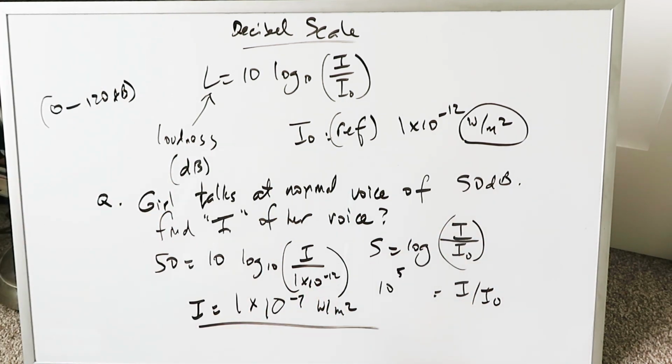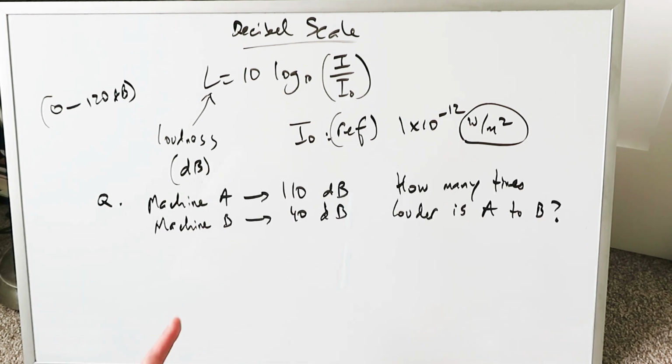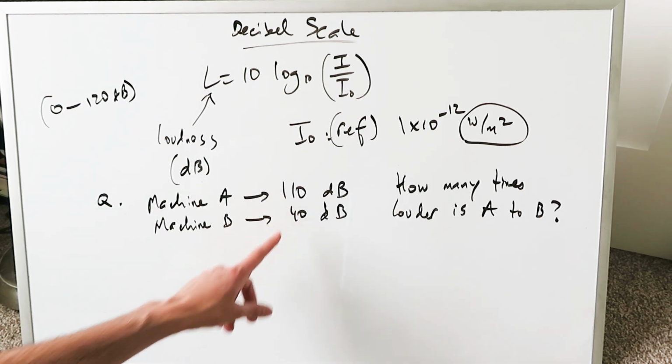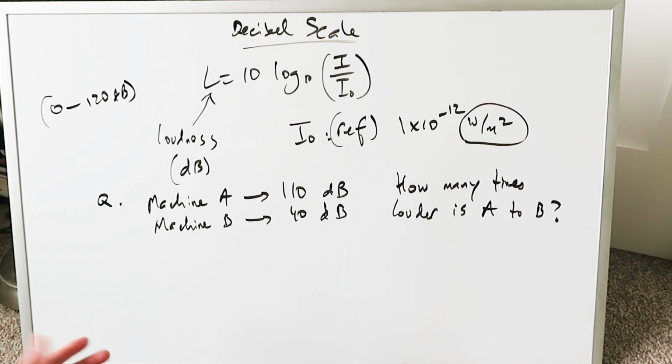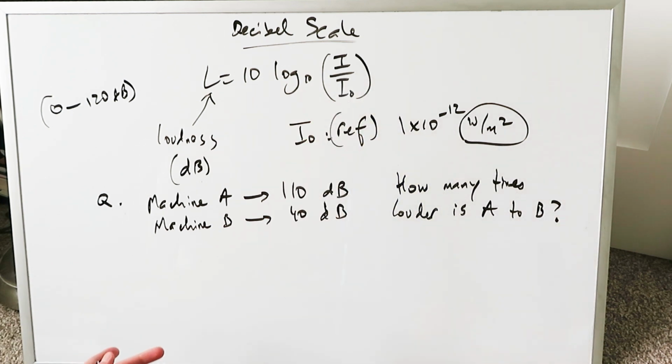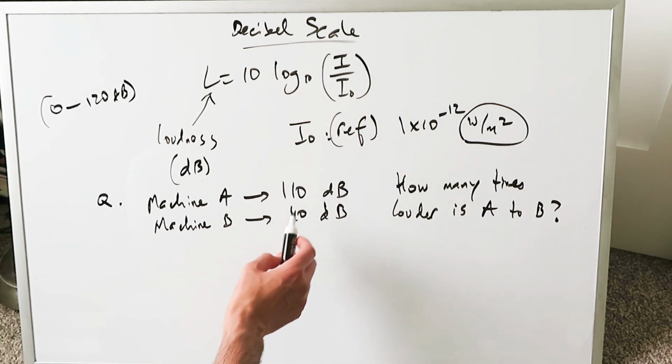And we can do one more question here, and that'll be the end of this video. The last question is this: machine A, when it's operating, generates a certain loudness or noise, 110 decibels. Machine B generates a loudness of 40 decibels. How many times louder is A than B? When you look at this question, you're looking at this part, I and I0. You're looking at the ratio of both of these.